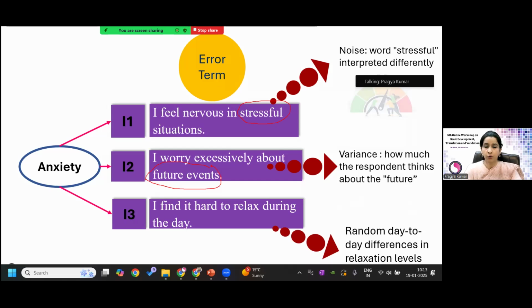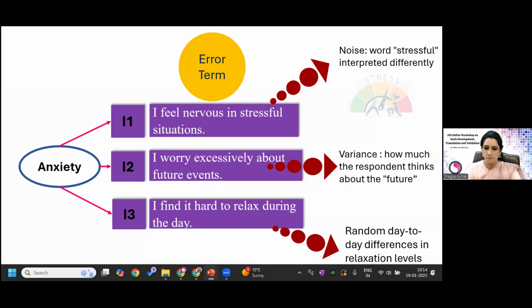There are people who don't think much about the future and they remain in the present, and there are people who always think about the future. So this variance will be too much if you have such words in your item. The third thing can be during the day. The question is, I find it hard to relax during the day. If you ask this question, there can be random differences in the relaxation level. There can be a person who in routine doesn't relax during the daytime, but it is not due to anxiety, it may be due to some other factor. So again, you can see each item has a unique error term.